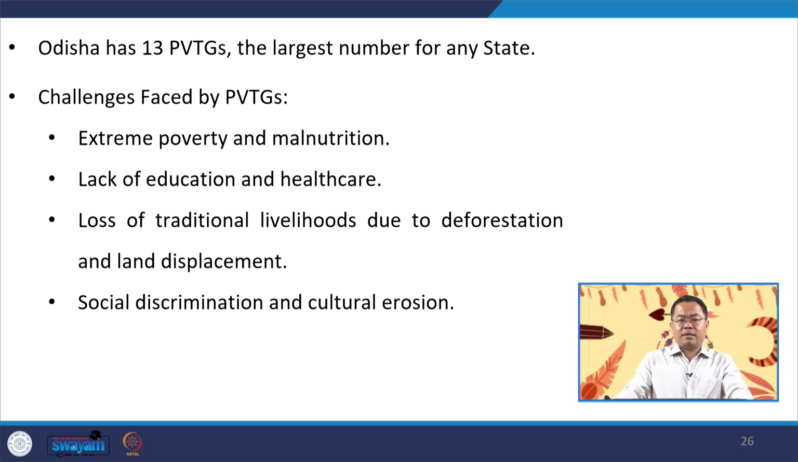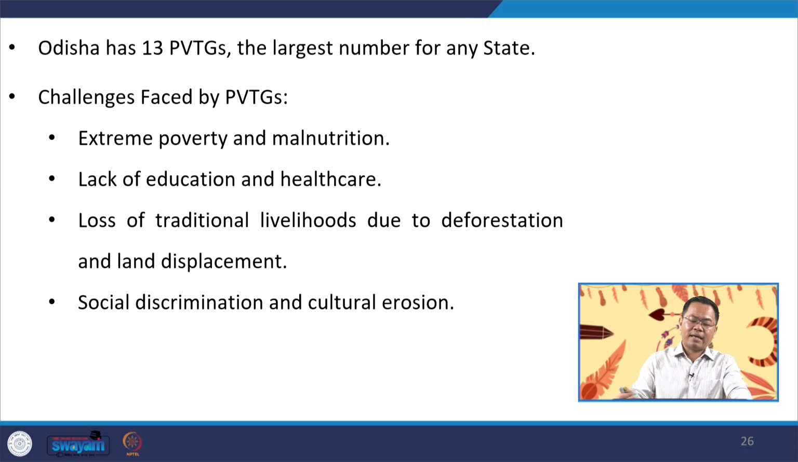Much of the issues faced by the communities are: one, extreme poverty and malnutrition; second, the lack of education and healthcare; third, loss of traditional livelihoods due to deforestation and land displacement; fourth, social discrimination and cultural erosion. Now, what makes them particularly vulnerable is that all of these factors contribute to their vulnerability.